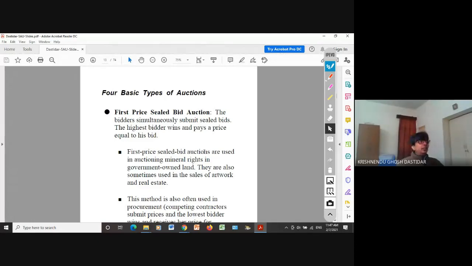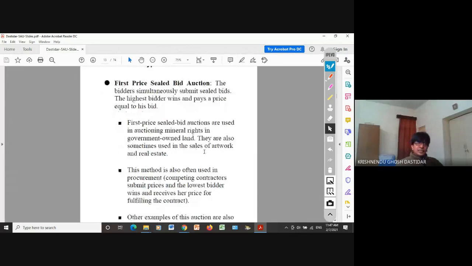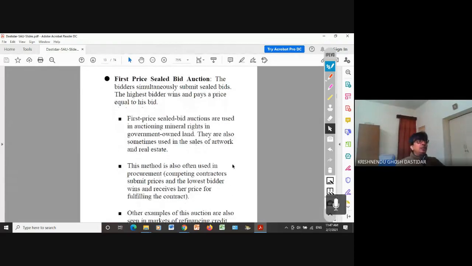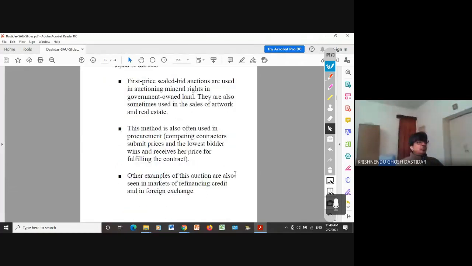Now, first price sealed bid auctions are used in auctioning mineral rights in government-owned lands. They're also sometimes used in sales of artwork and real estate. And this method is very frequently used in procurement. Like in India, most public sector organizations, when they go for purchases through procurement auction, use first price auctions. Other examples of this auction are also seen in markets of refinancing, credit, and in foreign exchange. My point is this auction is used very frequently all over the world.